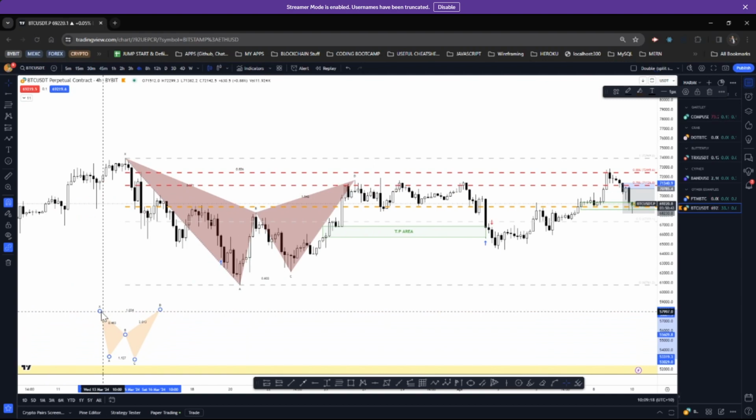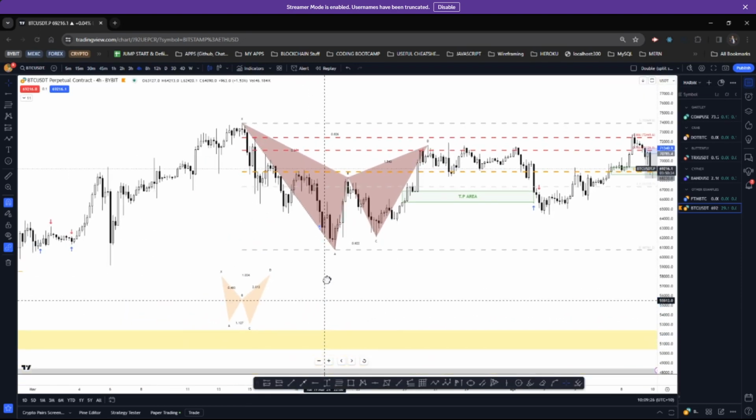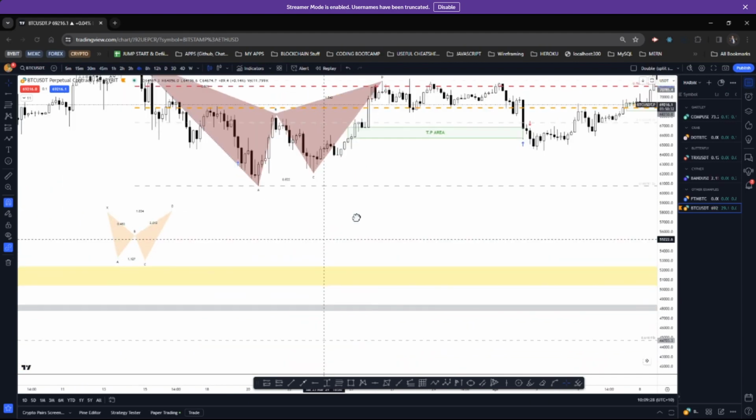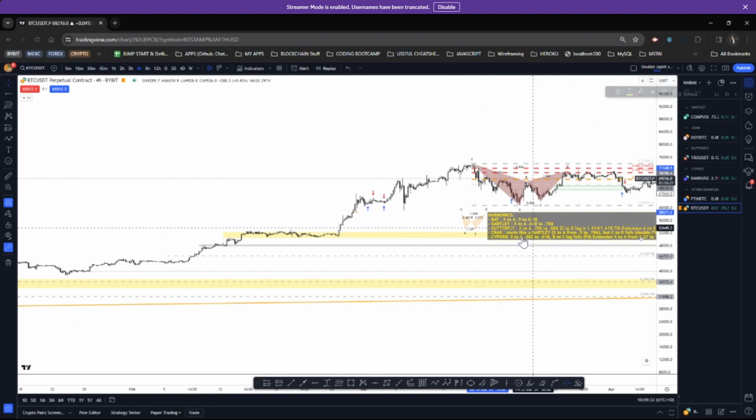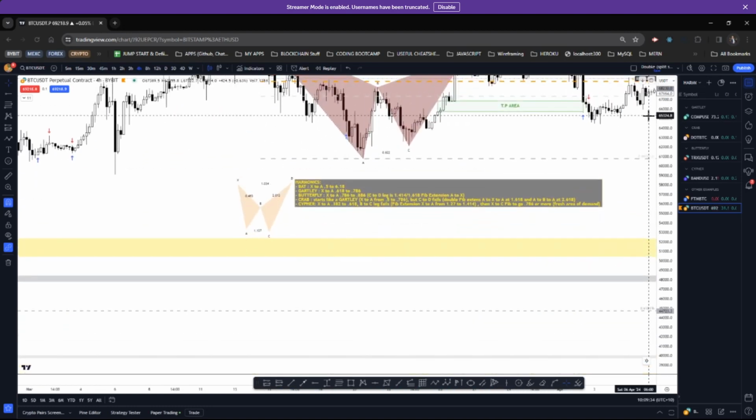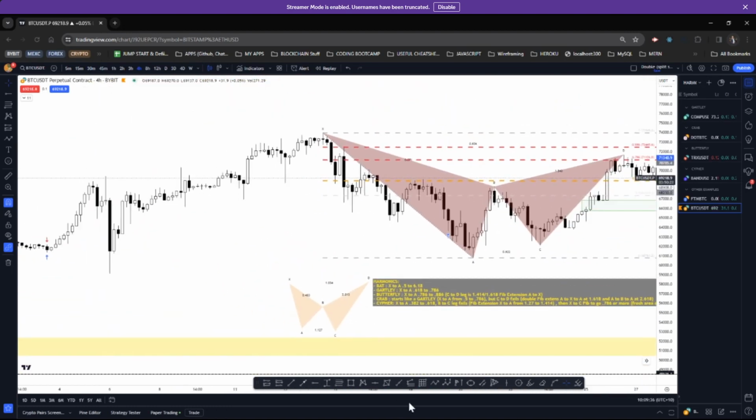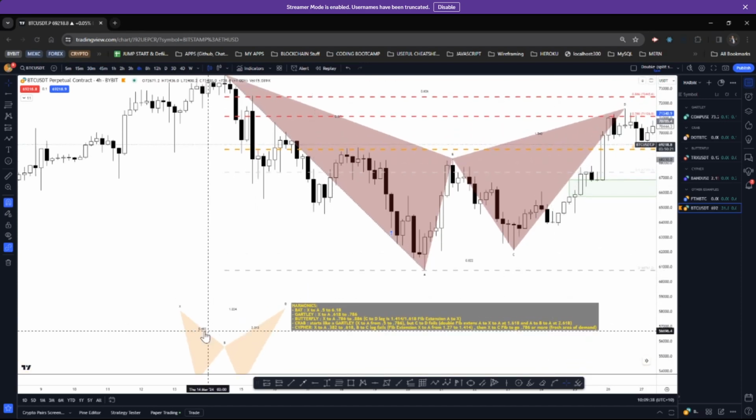Now, you can see that it doesn't start with the A. It was a little bit confusing when I first started a few years ago. Well, why doesn't it start with A? Well, it just doesn't. It starts with the X. So X, A, B, C, and D. I've also written down a little cheat sheet, which you can definitely screenshot. I'm happy to send it in chat anyway. So the key levels for all the different harmonics that we're going to talk about today.